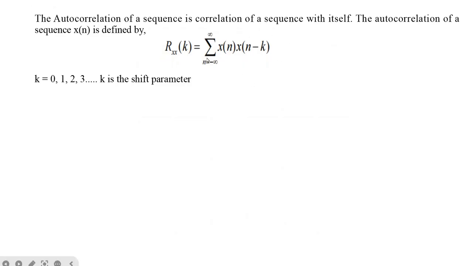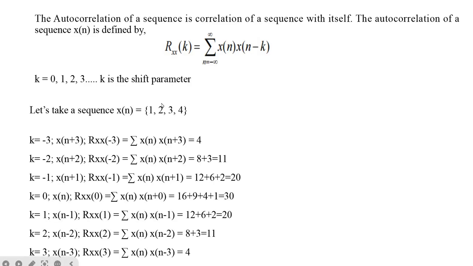Now here I have taken one example just to show the calculation of the autocorrelated sequence. Here the lag we are taking as 0, 1, 2, 3, that is 4. Now we'll take a sequence x of n equal to 1, 2, 3, 4. First we'll take the value of lag as -3. Here we are taking k equal to 0, 1, 2, 3. We'll take the left hand side also, that is -1, -2, -3.